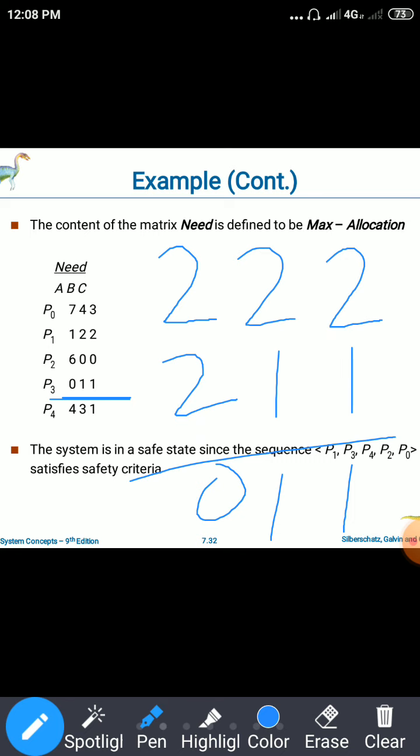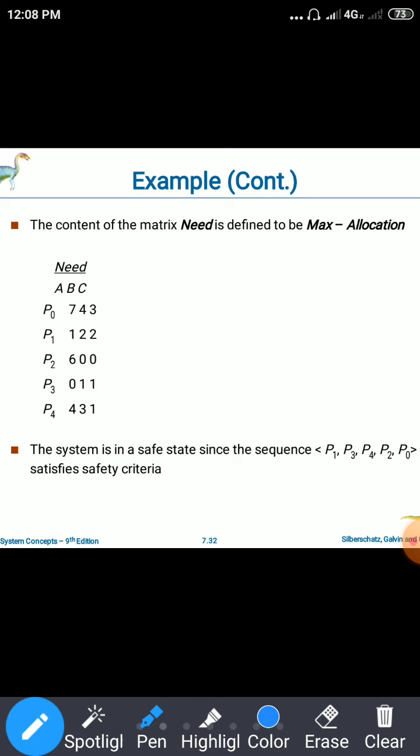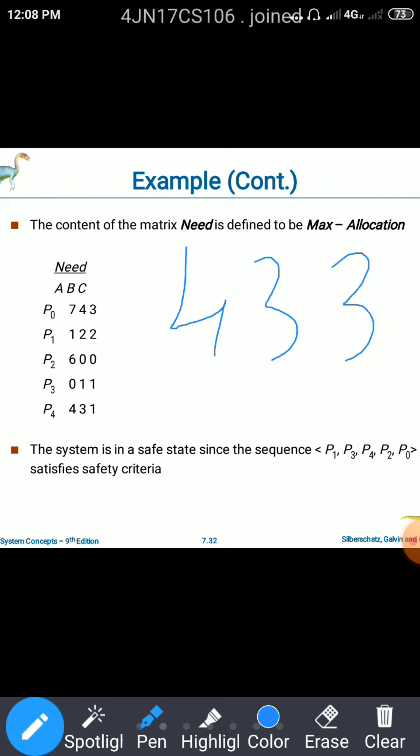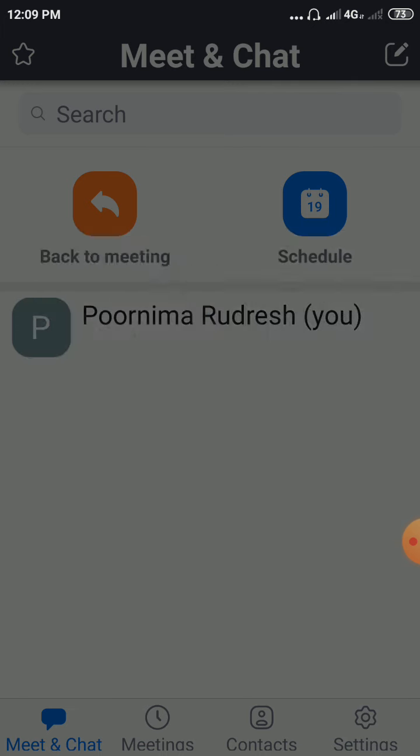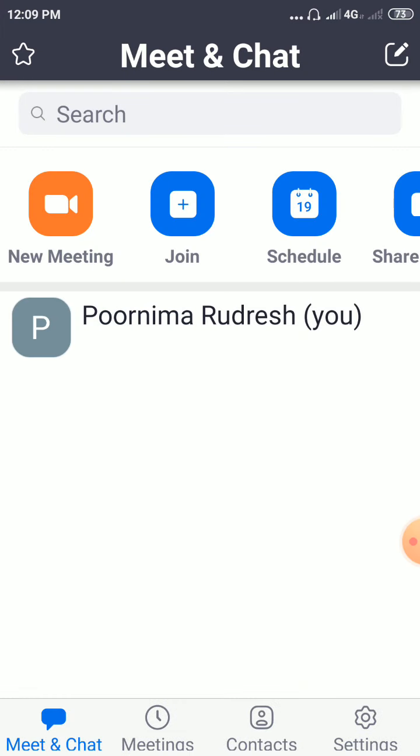Similarly calculate it for P4. For P4, the maximum requirement is 433. 433 indicates 4 instances of resource A, 3 instances of resource B, and 3 instances of resource C, and currently allocated is 002. Now what is the requirement? It is 3 minus 2 is 1, 3 minus 0 is 3, and 4 minus 0 is 4. So now the need is 431. Understood? This is how to calculate the need value for each process, and this gives the need matrix.